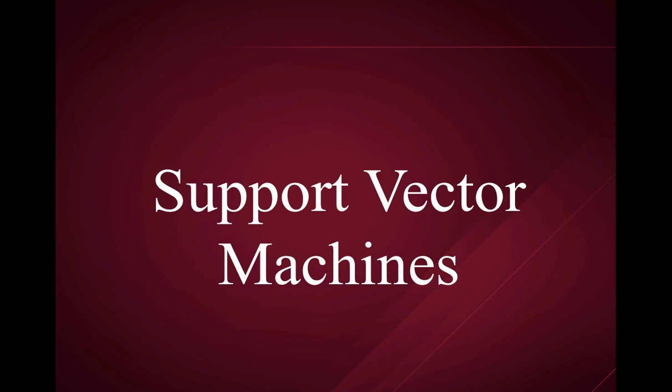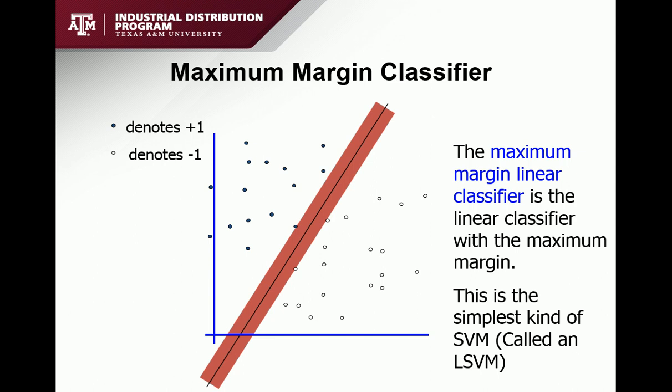Howdy. In this video, I'm going to discuss how to use Python scikit-learn to do the support vector machine classification. In the support vector machine, we were trying to divide the data or classify the data by using hyperplanes. In this very simple example, we have +1 and -1s, and the idea is to find the maximum margin linear classifier to separate these two classes from each other.